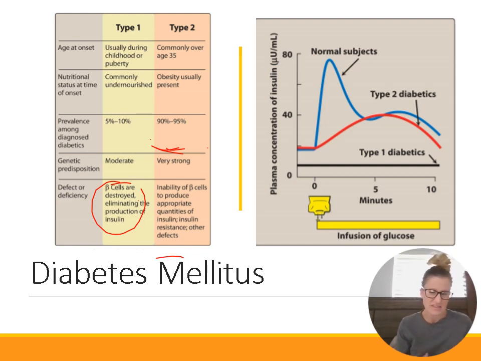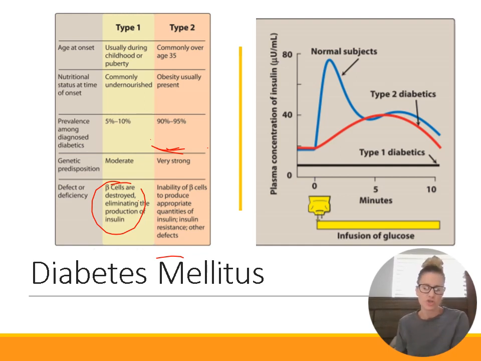Also, symptom-wise, we see patients present with polydipsia, polyphagia, and polyuria. So polyuria is urinating a lot. Polydipsia is being very thirsty, and those two kind of go hand in hand. And then polyphagia is being hungry. And all of that's related to the sugar.